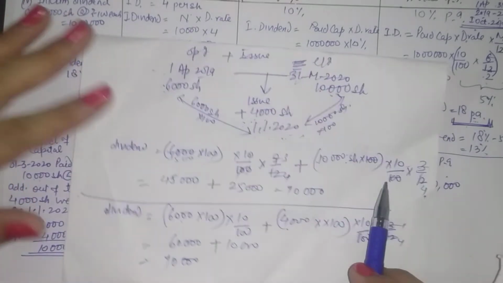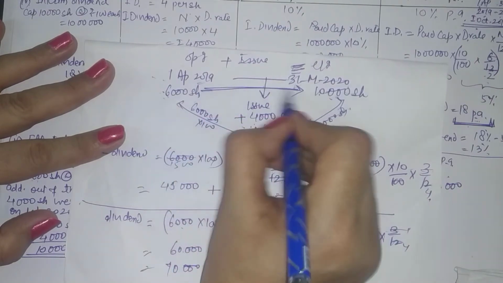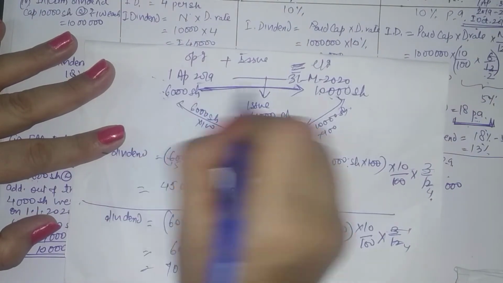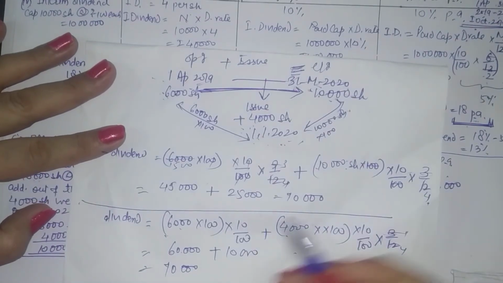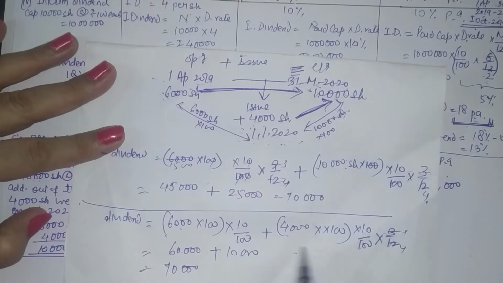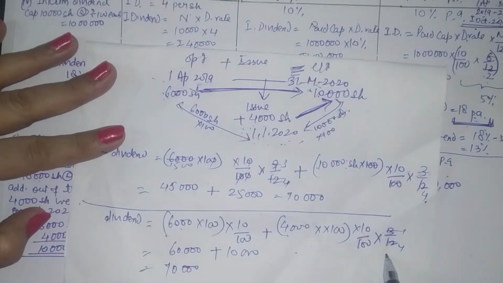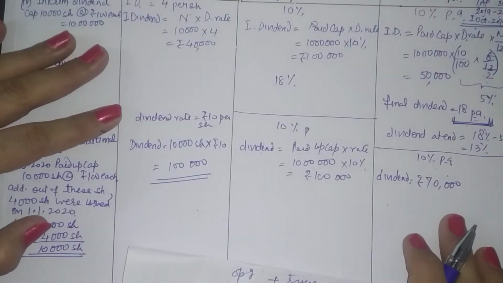Another way of saying the same thing is that these 6,000 shares were there throughout the year. So on these 6,000 shares we will be providing for dividend for the full year. These 4,000 shares were there only for 3 months. So on this, 3 months dividend will be given. So you can calculate dividend accordingly. So the amount is going to be 70,000.